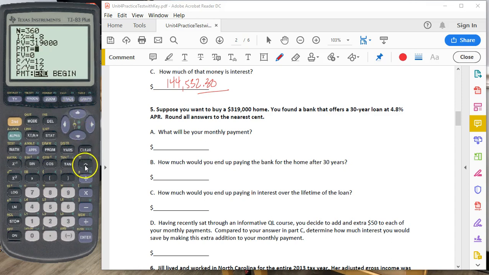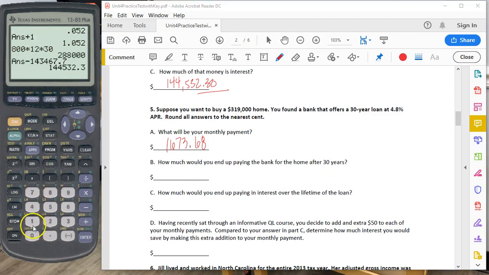I'm going to clear out the payment section. And if I say alpha, enter, my mortgage payment is $1,673.68. If I pay that mortgage amount every month for 30 years, I'll have actually paid them $602,524.80. Oh my goodness. So how much interest is that?